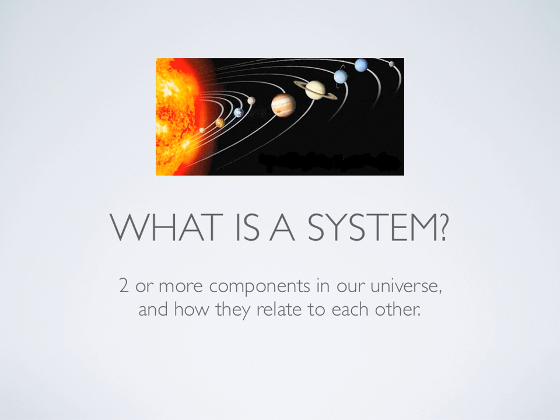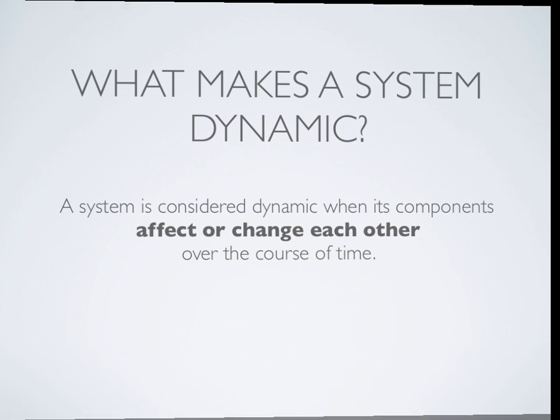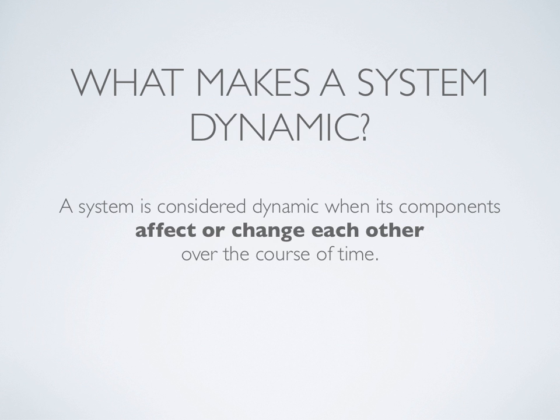Examples of systems include the solar system, consisting of our sun and other planets, or a family made up of children and the adult or adults who care for them. Systems are classified as dynamic when the components within the system affect or change each other over time.